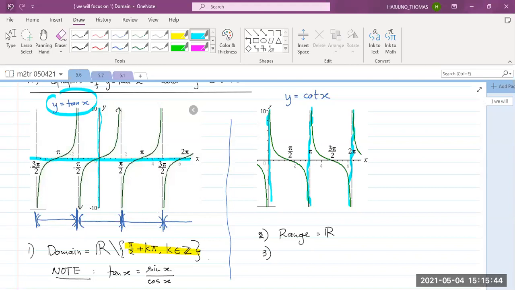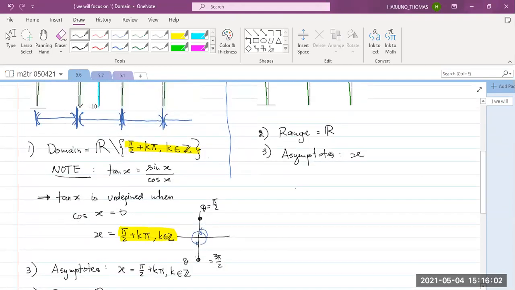Now, if we want to confirm analytically, not only by looking at the graph, then we see that the asymptotes are given by x equals, let's find out. You see, cotangent x is undefined when the denominator is zero. Cotangent x is cosine x over sine x, right? So it is undefined when sine x is equal to 0. Let me write that here. Cotangent x is cosine x over sine x.